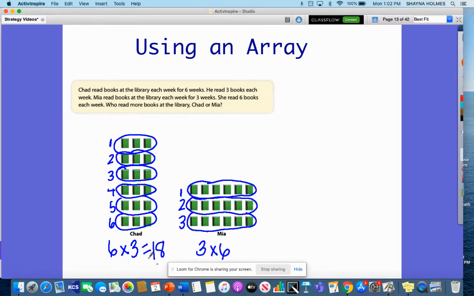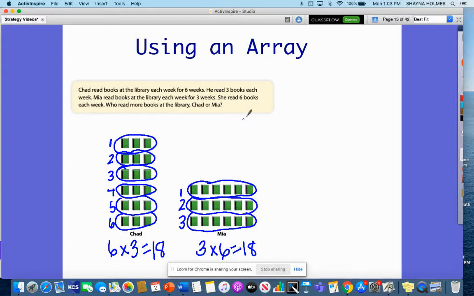Now, if you notice, these 2 problems, 6 times 3 and 3 times 6, are in fact a family together, and they will give me the exact same thing. I have 18. I can also count by 6s here, just like I did with Chad's books. So here I have 6, 12, 18. So they actually read the exact same amount of books. It just looks different because the array is assembled in a different manner.